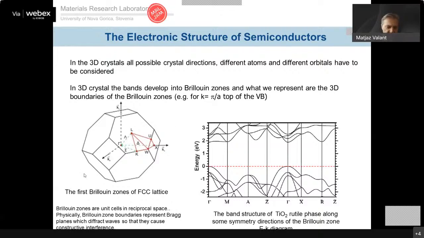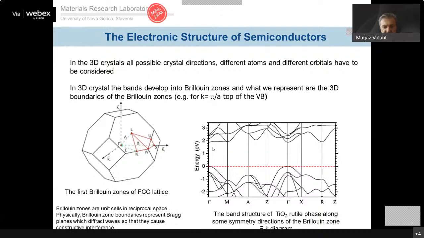Now, to say it in other words, Brillouin zones are unit cells in reciprocal space. As we have in real space our crystallographic unit cells, in reciprocal space we have Brillouin zones, and the boundaries represent a kind of unit cell in reciprocal space. Well, physically, we can consider them as boundaries, as break planes on which constructive interference of the waves would happen. Basically, this is a crystallographic concept.